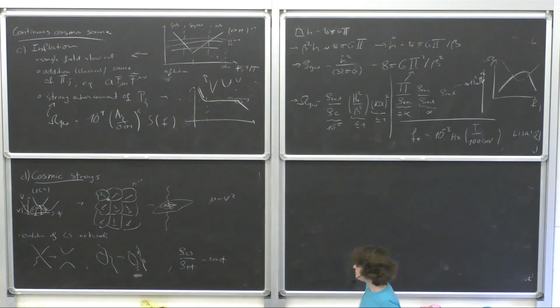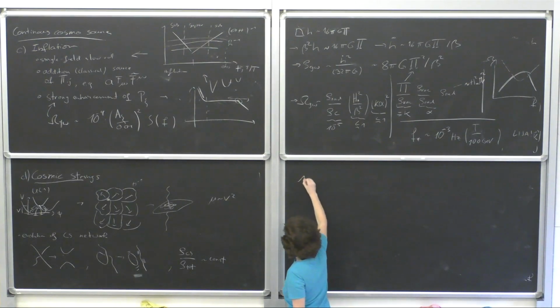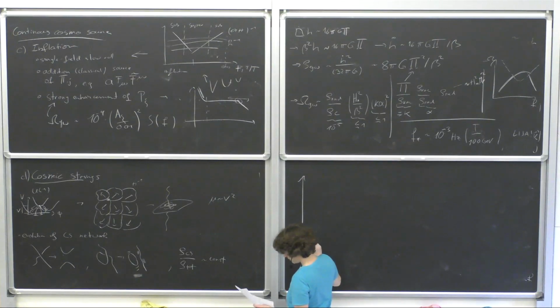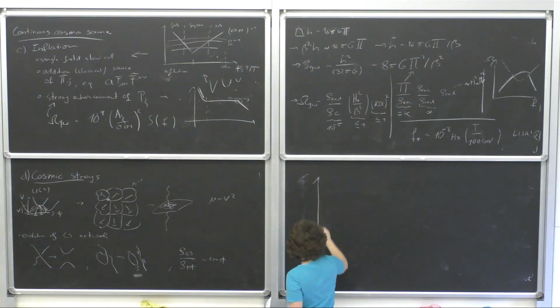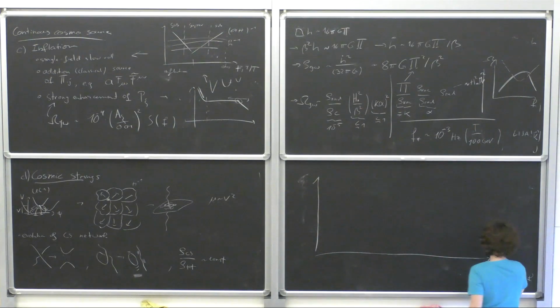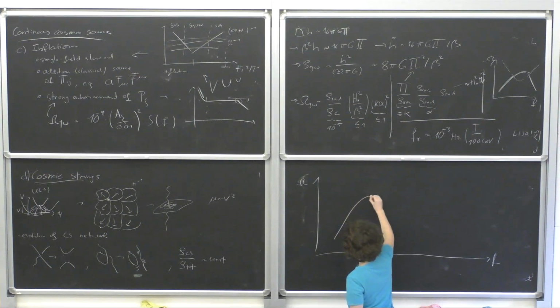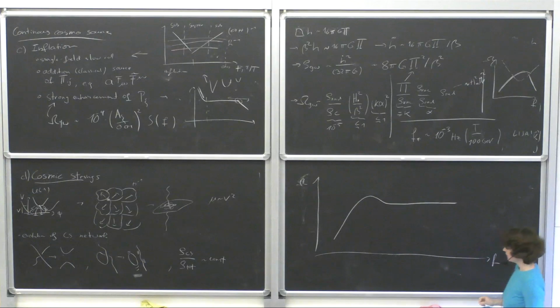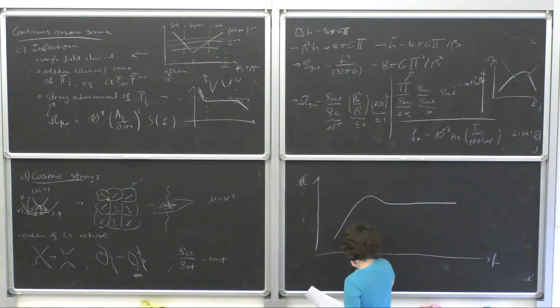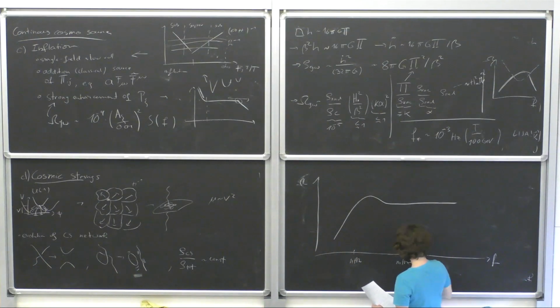So what does the spectrum look like? Okay, maybe I draw a big plot and we can put all the sources. So roughly the spectrum will look like this. Okay, let me draw it first. Give you some scales: nanohertz, millihertz, kilohertz.